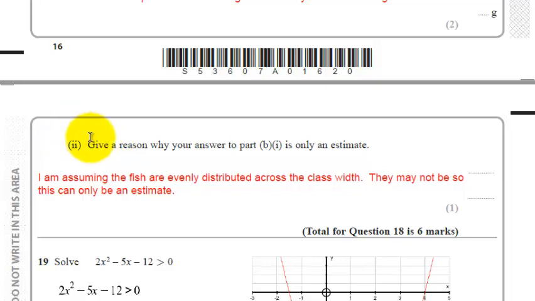Part 2, give a reason why your answer to Part B1 is only an estimate. Well, we're assuming the fish are evenly distributed across the class width. They may not be, so this can only be an estimate. E.g., there's the same gap between each fish in the class width all the way across the group. So they're not all the lightest in that group or as heavy as they can be to be in that group. They're equally spread across the group.